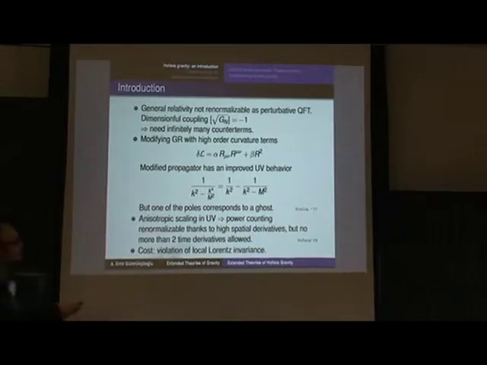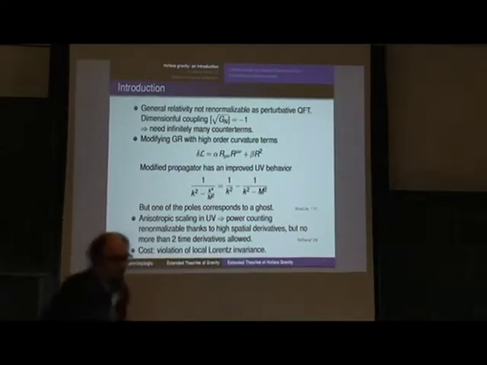On the other hand, Horava's idea is basically to introduce some kind of anisotropy between time and space at high energies, such that you can have higher spatial derivatives and all the good things that come with it. The UV behavior becomes better. But also such that you don't have any more than 2 time derivatives, so that you don't get ghosts. And this comes with another cost, that's the violation of local Lorentz invariance.